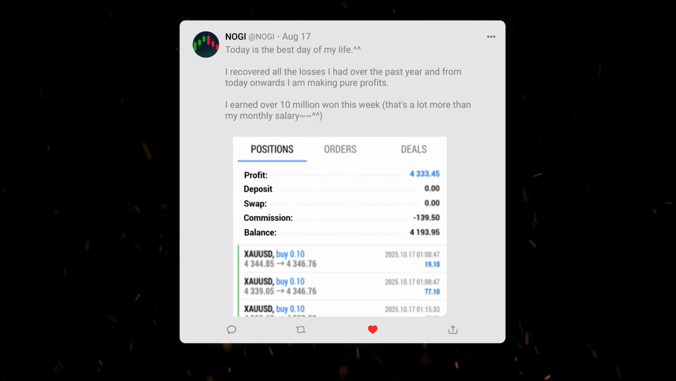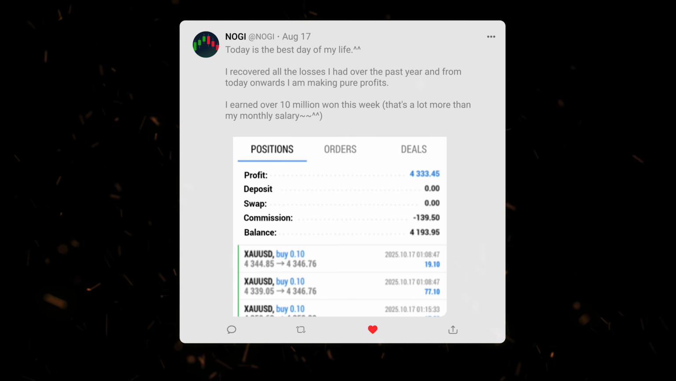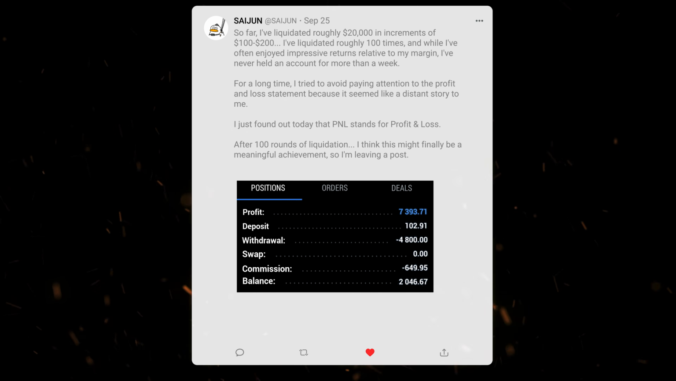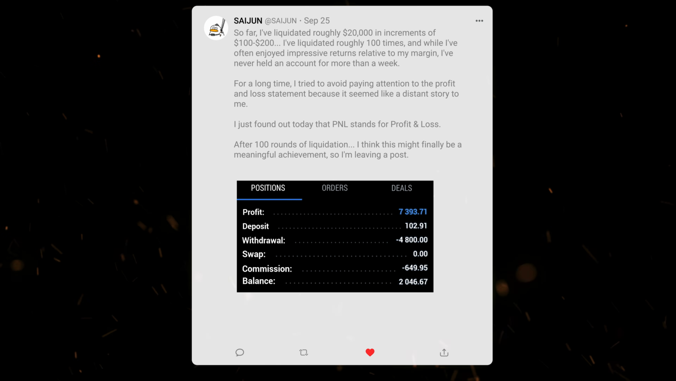Nogi started trading last July. After a year of grind, he now makes over $4,000 per day. Taijun started in May. For 6 months, he faced liquidations again and again. Now he can book over $7,000 in a week. People who get liquidated or quit usually never traded daily for more than 3 months. Most quitters don't keep a trade journal for even 6 months. That's why profits never show up.